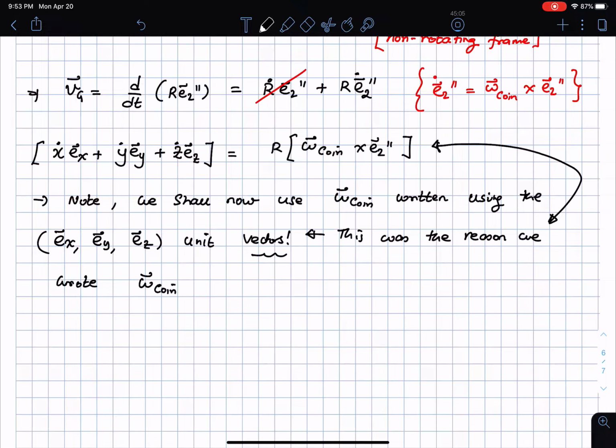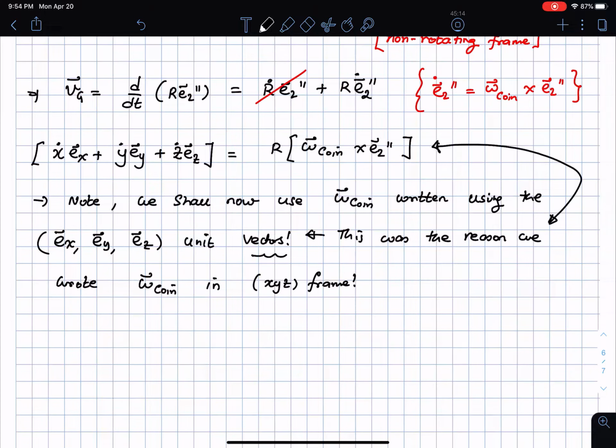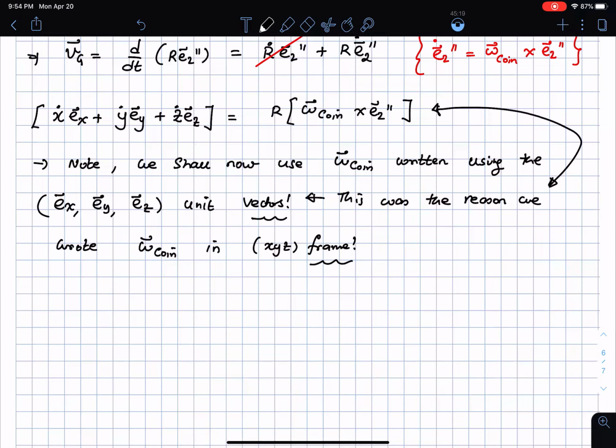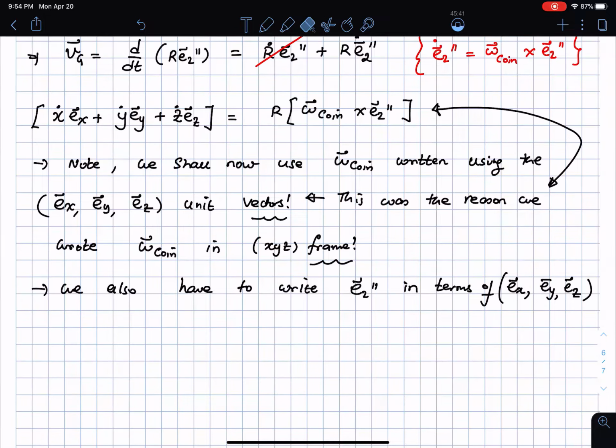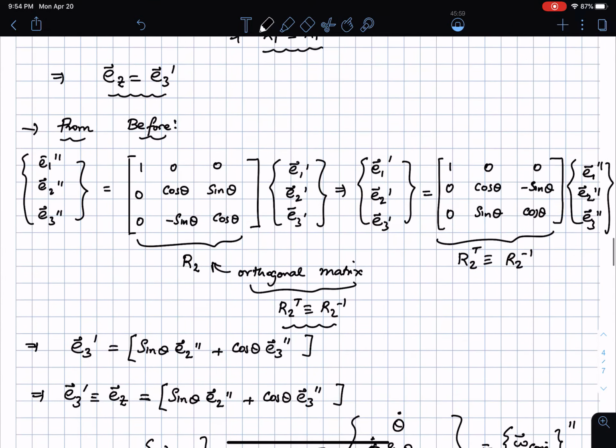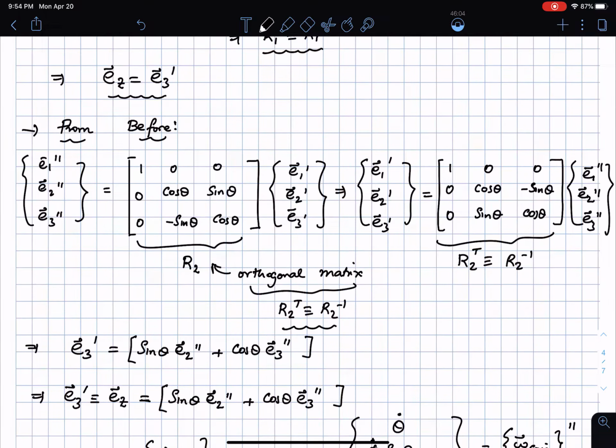This was the reason we wrote omega coin in the XYZ frame. All right, and so we also have to write E2 double prime in terms of Ex, Ey, and Ez. Okay, this is Ex, just in case. This is fairly straightforward. We had done this earlier, so let me just scoot up a little bit. Okay, I want to show you a couple of things. We had E2 double prime in terms of E1 prime, E2 prime, and E3 prime, and then I can write E1, E2, E3 in terms of Ex, Ey, Ez.